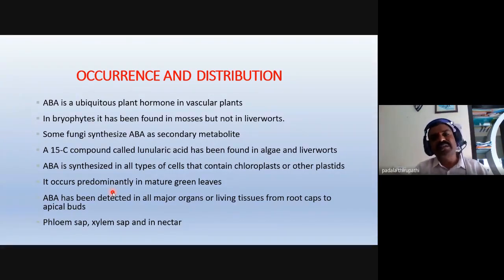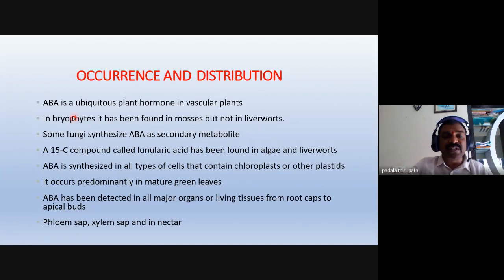Actually, abscisic acid is found only in vascular plants. The plants with vascular bundles, the stele, produce this abscisic acid. But some bryophytes, like moss plants, not liverworts and hornworts, are able to synthesize a small amount of abscisic acid. Liverworts and hornworts are not able to synthesize this abscisic acid.